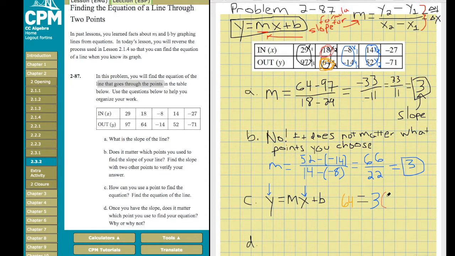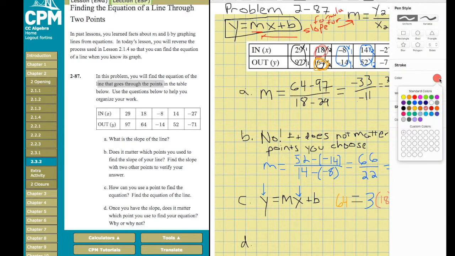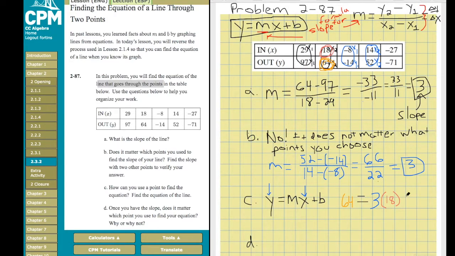Since m is being multiplied to x, I've got to do parentheses, and I'll put that here. Okay, so m gets multiplied to x, and then b gets added to it. Do we know what b is yet? We don't know what b is yet, but we know when we add b to the slope times the x, we're going to get the corresponding y value. So we're going to get 64 here, okay?